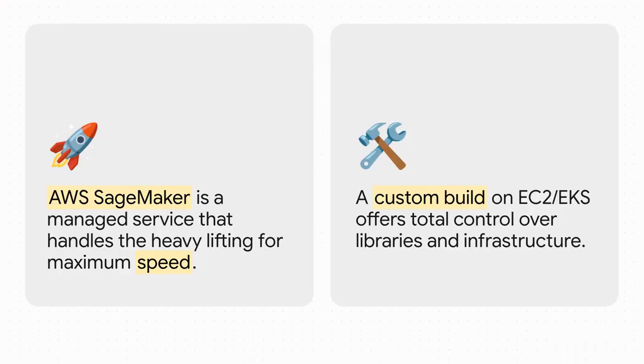Now, as the architect, you've got a major choice to make right here. Do you go with a managed, kind of prefabricated engine like AWS SageMaker that handles all the heavy lifting for you? Or do you build a completely custom engine from scratch on virtual machines, that's Amazon EC2, or maybe using containers on EKS, which gives you maximum control over every single nut and bolt?